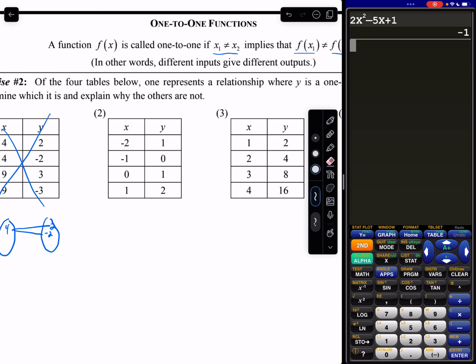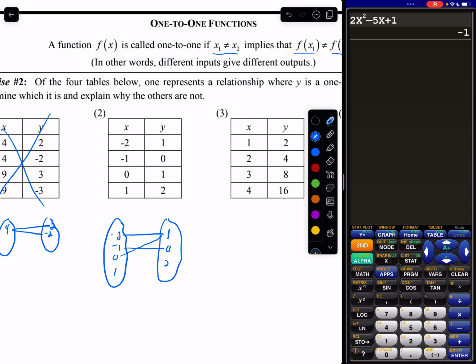Then if I look at this function right here for number 2, I've got all different elements in the domain, right? And then if I look at the range here, -2 goes to 1, -1 goes to 0, 0 also goes to 1, and then 1 goes to 2. So you can see that that is a function, except it's not one-to-one because -2 and 0 both go to this output number 1 here.